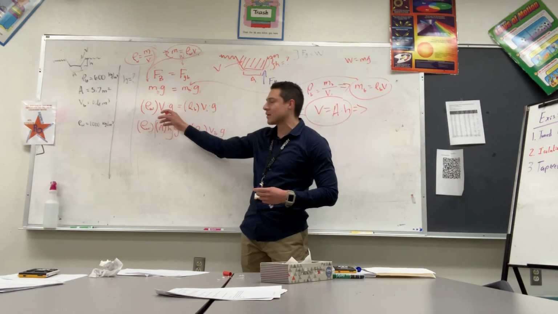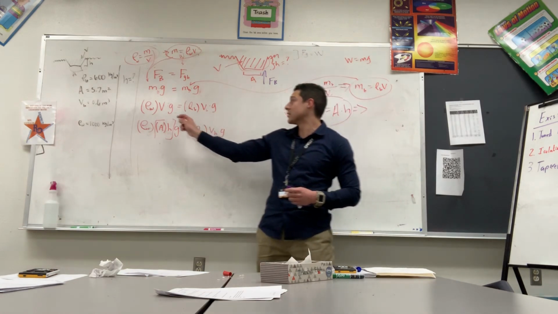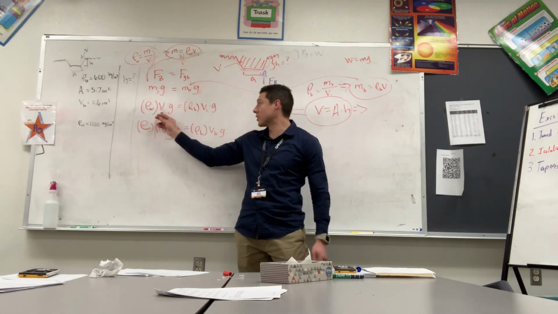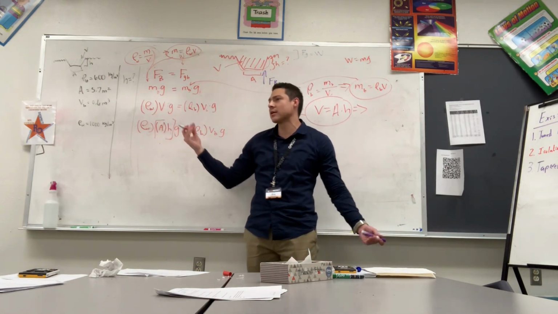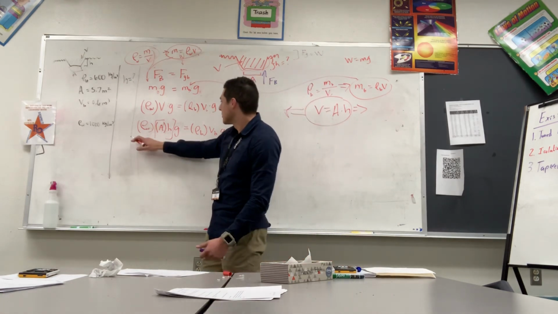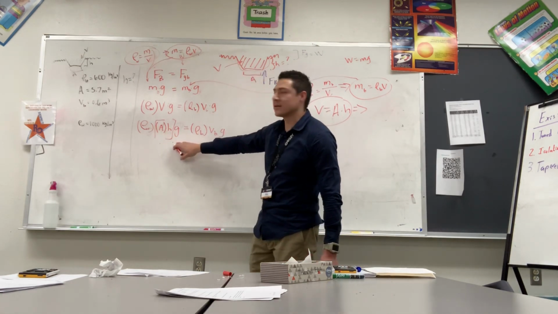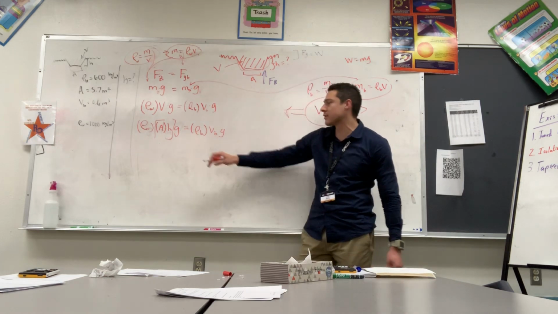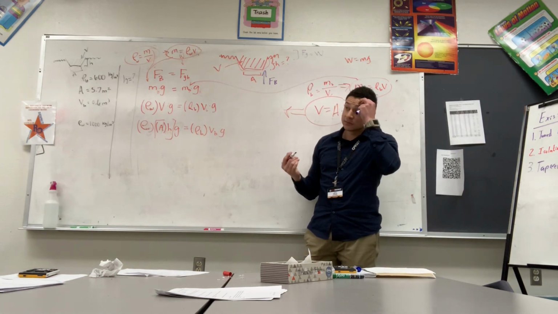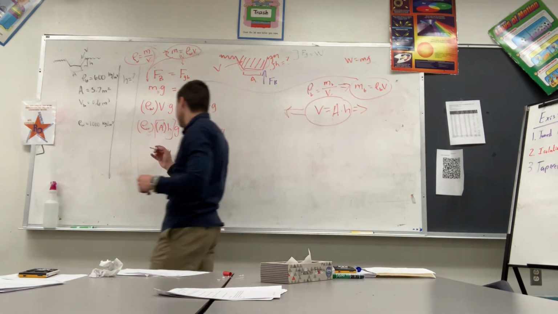Volume is area times height, right? So if we break this down, we know the area already. We just gotta make sure we find the height. So now, how do we solve for height here? Multiplying all these together. You just divide it. You do the opposite, right?